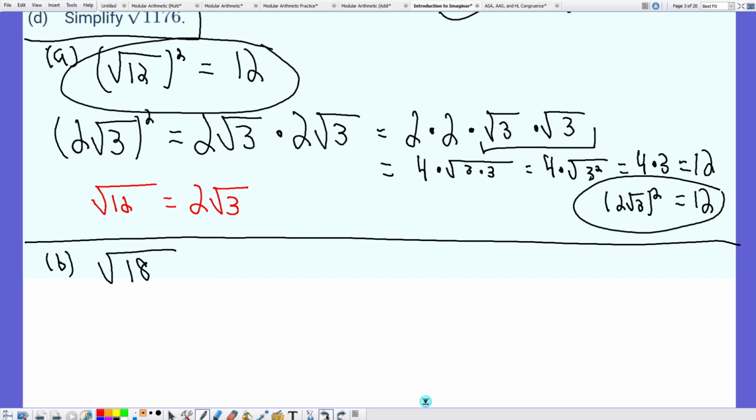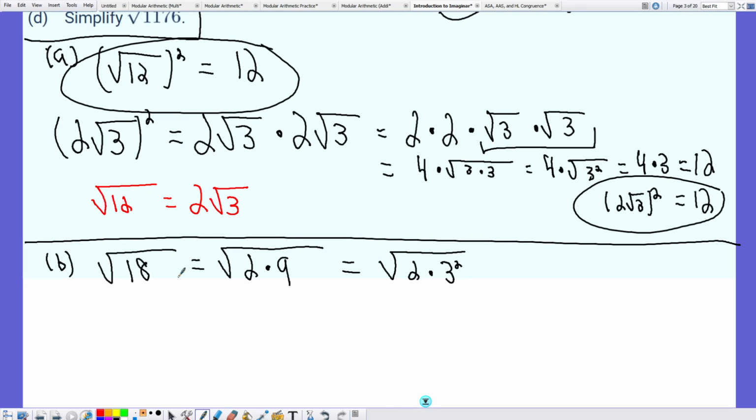So what I'm going to do is say, well, I know 18. 18 is... well, I know it's 2 times 9, so I can rewrite it like this: 2 times 9. And you should hopefully see a 9 being a perfect square. So maybe you don't need to do this extra step, but I'm going to do it anyway. We have that 9 is the same thing as 3 squared. So we have 2 times 3 squared.